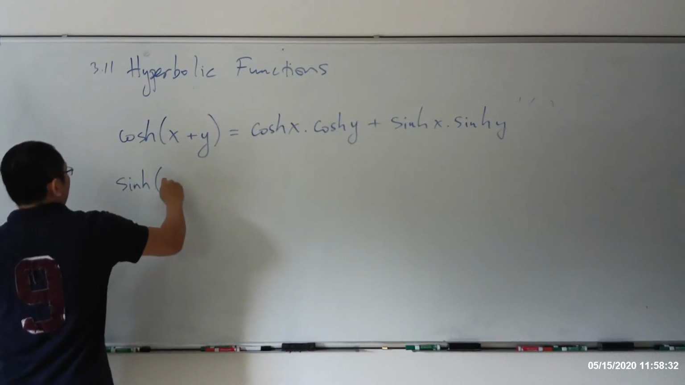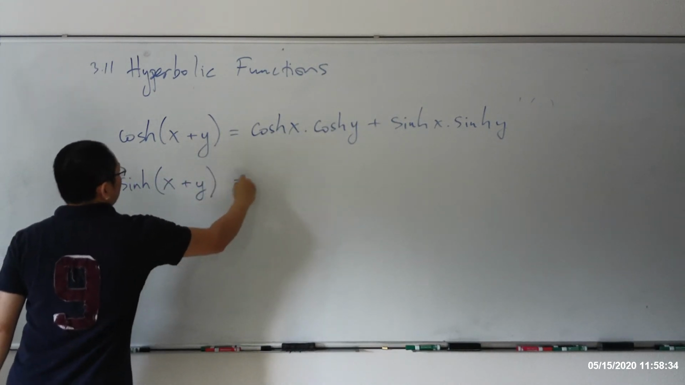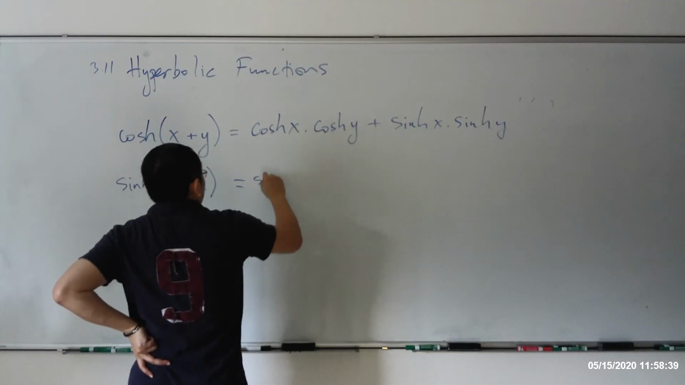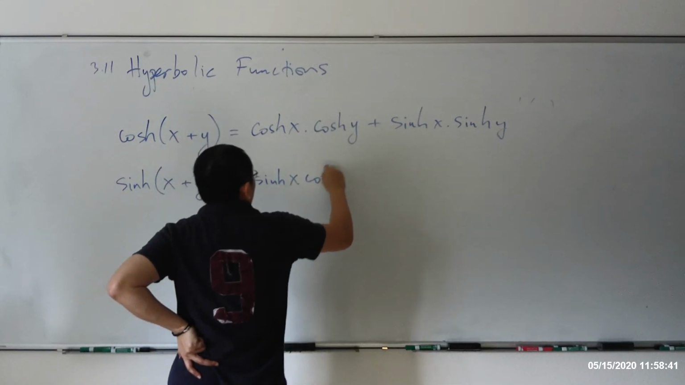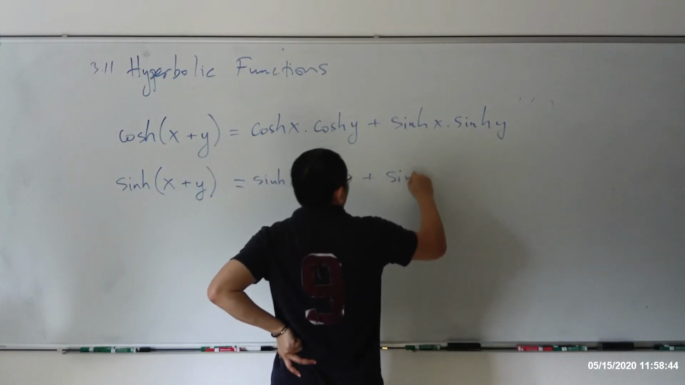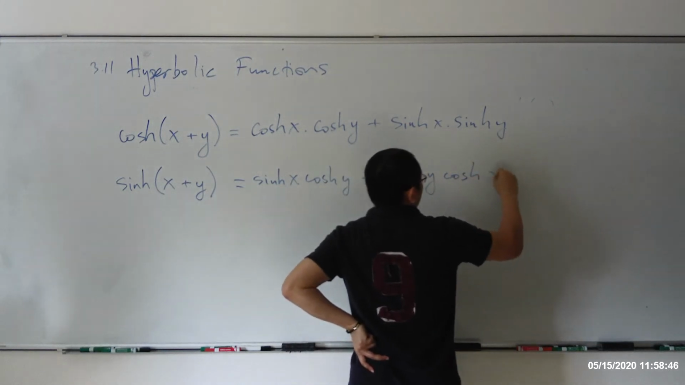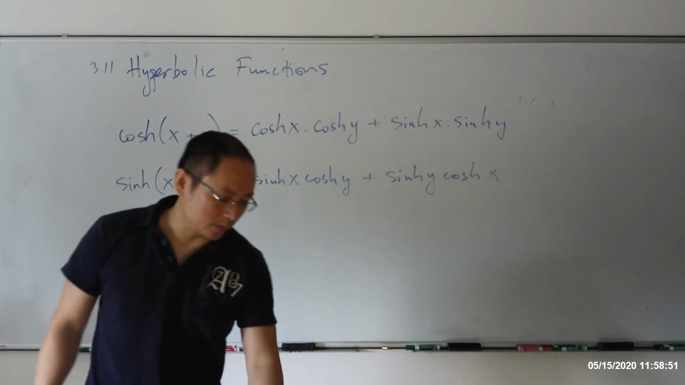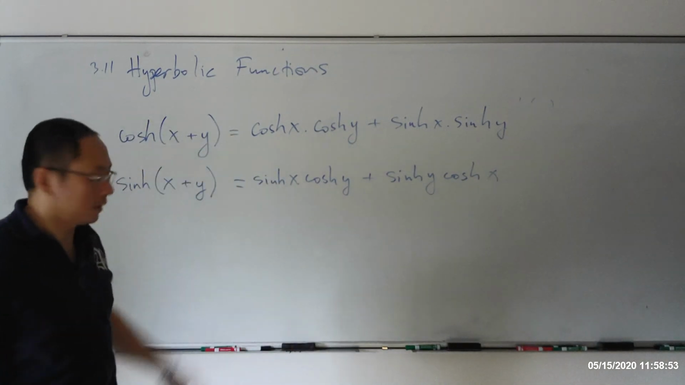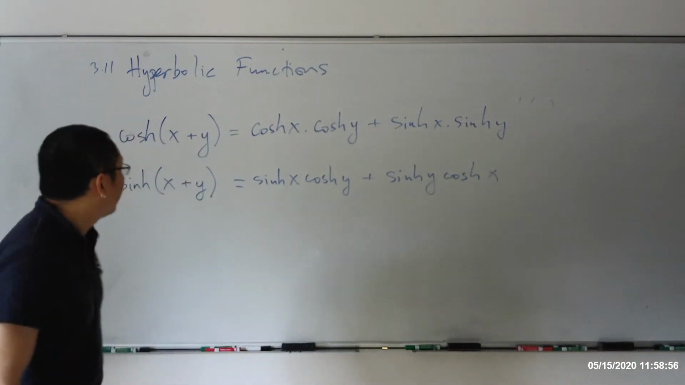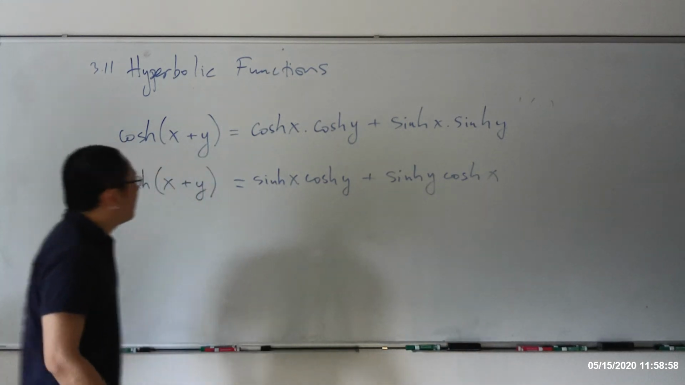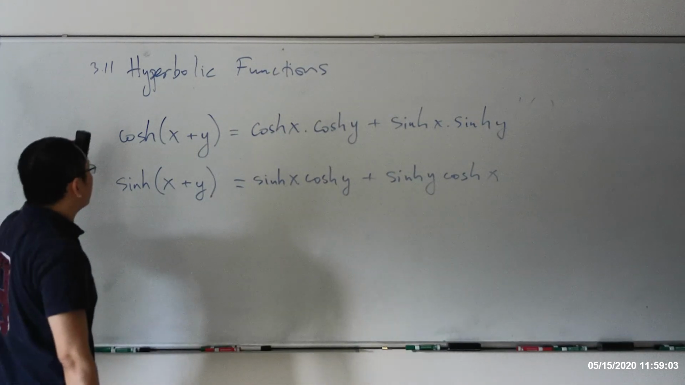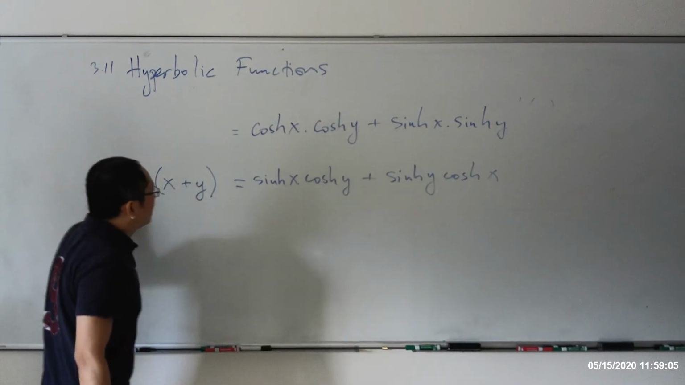Hyperbolic sine of x plus y is equal to sine x cosine y plus sine y cosine x. The way to prove this one is exactly the same as the way to prove the upper one. Now let's talk about derivatives. There are a lot more formulas, but I'm just giving you whatever the book gives you, so you don't need to learn more than what you need to do your exercises.